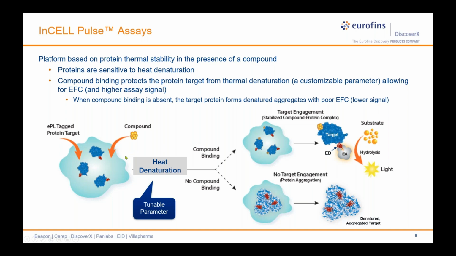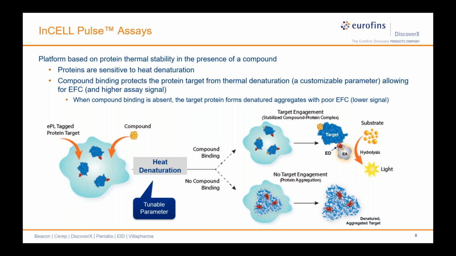So now if we go over to the left, the way the InCELL Pulse assays are created is again to express a protein target of interest with an ED tag, enzyme donor tag. In this case, it's called the EPL tag. This can be expressed either transiently or stably expressed in the cells. These assay cells are then exposed to a compound added extracellularly, and the compound's allowed to equilibrate with the cell cultures. A heat denaturation step is then applied. If compound binding occurs and stabilizes the EPL tagged target protein, we then have native protein at the end of the assay, which can complement with the EA protein that's added along with cell lysis and the lumigenic substrate, and that gives us a signal in the assay.